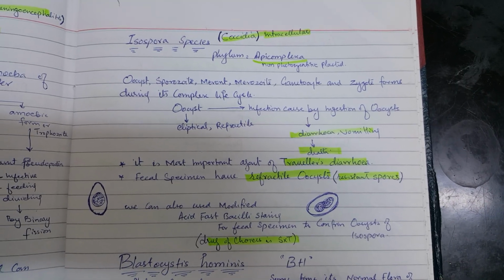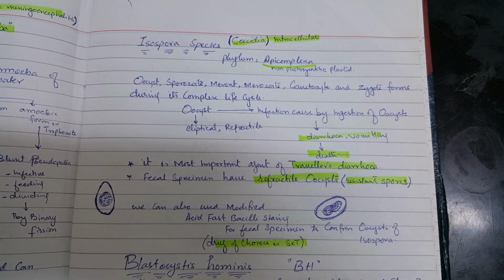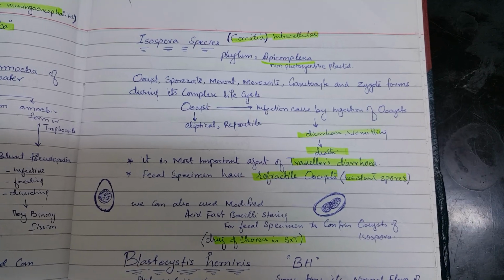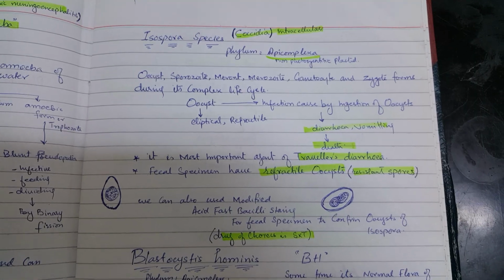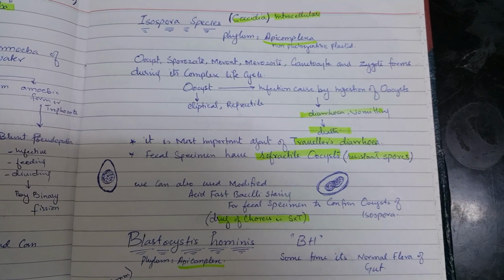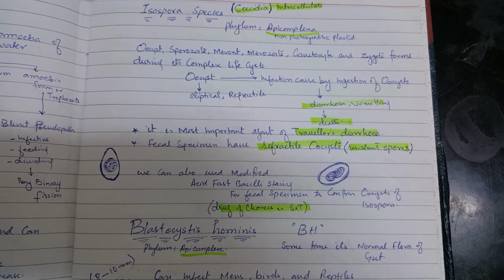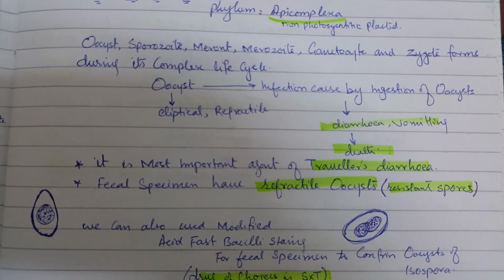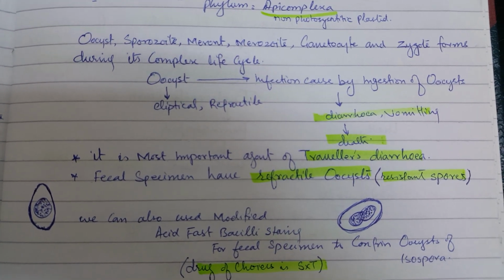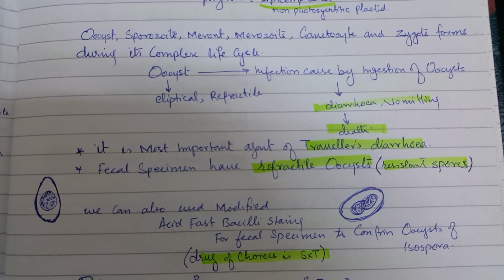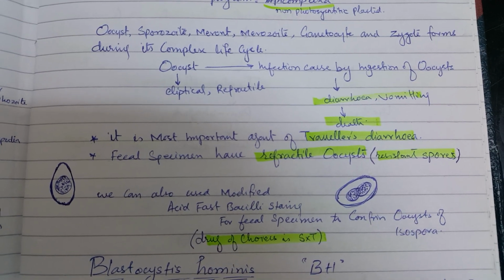Isospora species are coccidia, intracellular, of the phylum Apicomplexa, with a non-photosynthetic plastid. The oocyst is converted into the sporozoite, merozoite, meront, gametocyte, and zygote formed during its complex life cycle. Infection is caused by ingestion of oocysts. They are elliptical and refractile, and cause diarrhea, vomiting, and death.